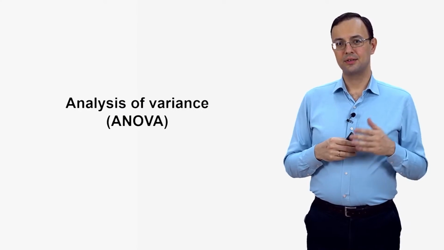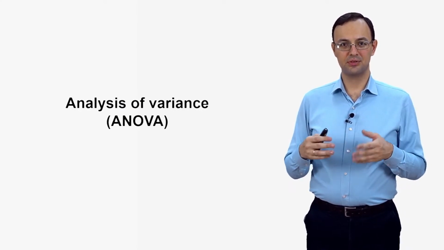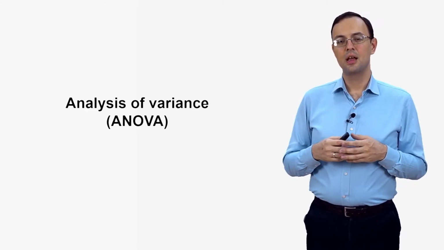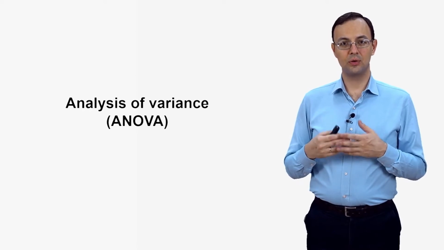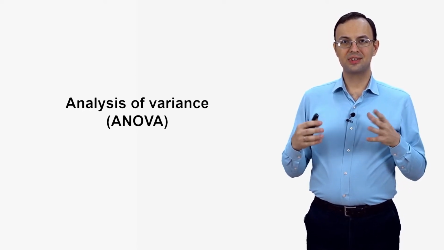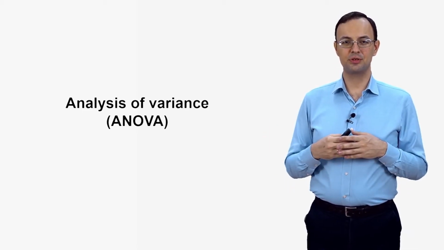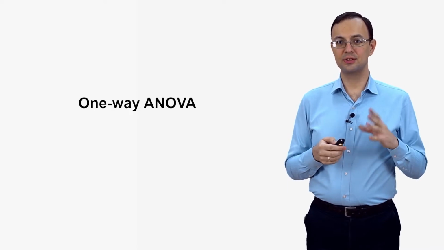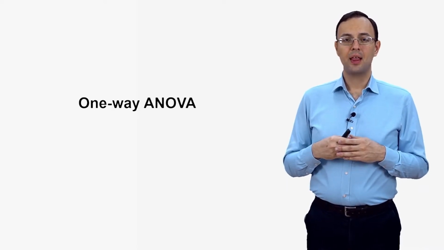Hi. Today we will discuss an important class of problems that can be solved using hypothesis testing. Collectively, these problems are called analysis of variance, or ANOVA. And this class is subdivided into several subclasses, and the most important ones are one-way ANOVA and two-way ANOVA. So we will discuss both today.